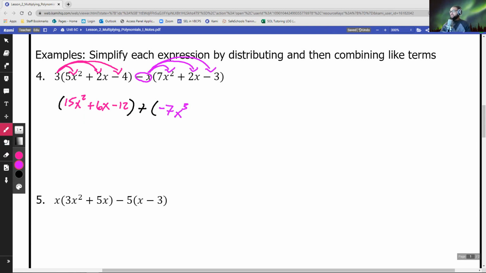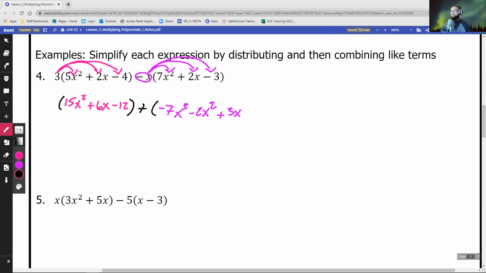All right, then we'll look at the next one. We have a negative x times a 2x. That's going to be a negative 2x squared. And then finally, we have this negative x times this negative 3. Negative times a negative is a positive. And then x times 3 is going to be 3x. All right, and so there we have it.